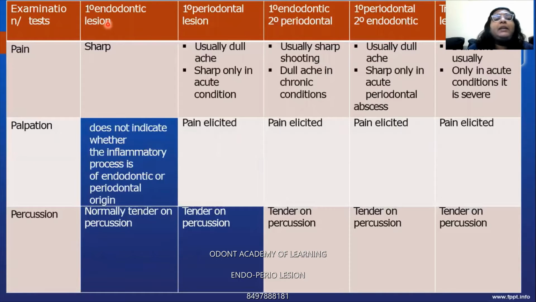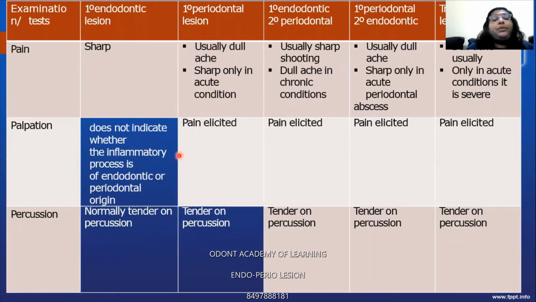Now coming to palpation. Palpation in the primary endo lesion will not tell you whether the inflammatory process is of endodontic or periodontal origin. When you palpate, you cannot tell anything in a primary endo lesion, because the periodontal tissue is not involved. So when the periodontal tissue is not involved, palpation doesn't really make sense here. It will not tell you whether the inflammatory process belongs to the endo part or to the perio part.